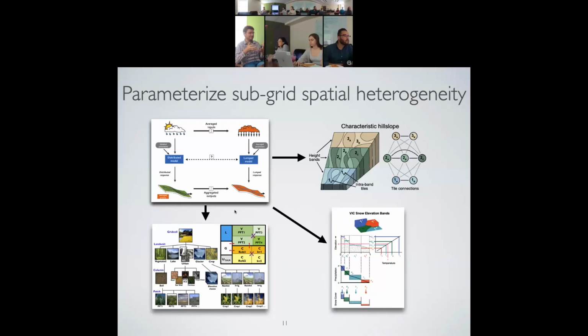A very simple split. The other piece of work that's been going on a lot over the past 10 years is thinking about hillslope hydrology. How do you think about hillslopes in the context of this subgrid problem? There's the idea of a characteristic hillslope, which I'll discuss more a little bit further on.